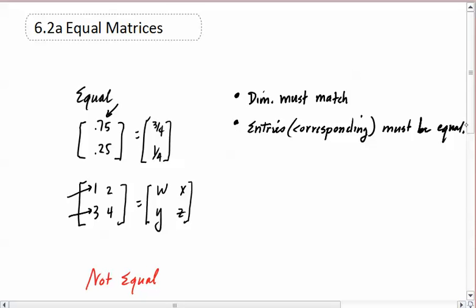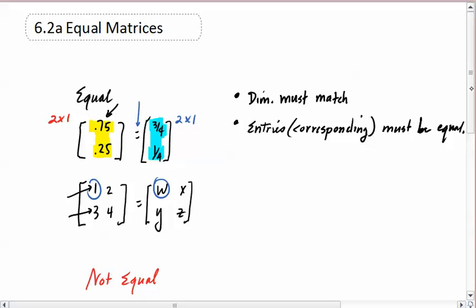Alright, so let's take a look at this first one. What I have here is 2 rows, 1 column, so this is a 2 by 1. This is also 2 rows and 1 column, and that's also a 2 by 1. And if a 2 by 1 is equal to a 2 by 1, of course, there is an equal sign there, so those have to be equal. Same thing here. This entry must be equal with the corresponding entry over here, which would be the W. So W is 1, X is 2, Y is 3, and Z is 4.